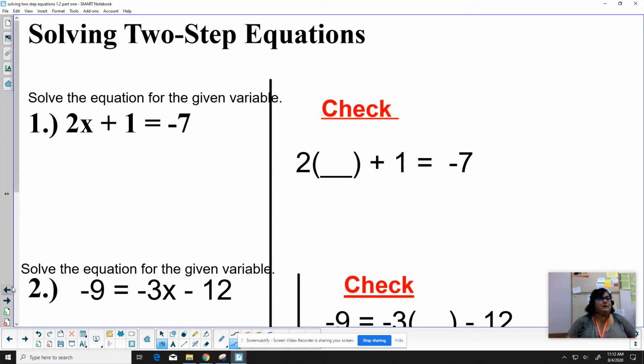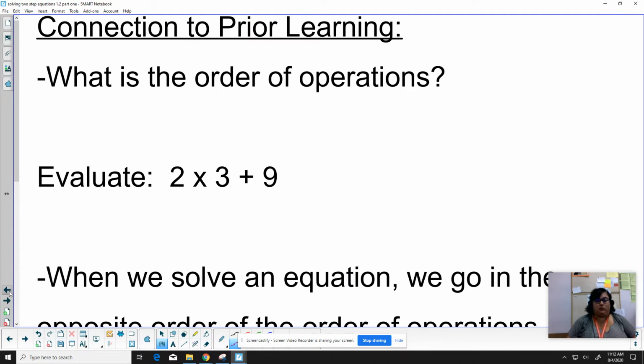So if we look backwards, the reason that we solve two-step equations the way we do is because of PEMDAS. When we do PEMDAS in the correct order, that's when it doesn't have an equal sign. For example, 2 times 3 plus 9. We would multiply first because of the multiply, and then we would add second because that's the order of PEMDAS.